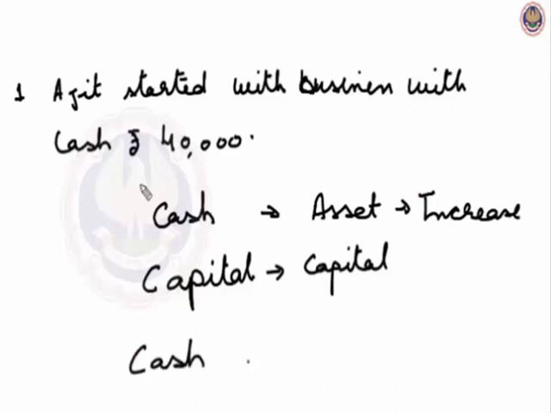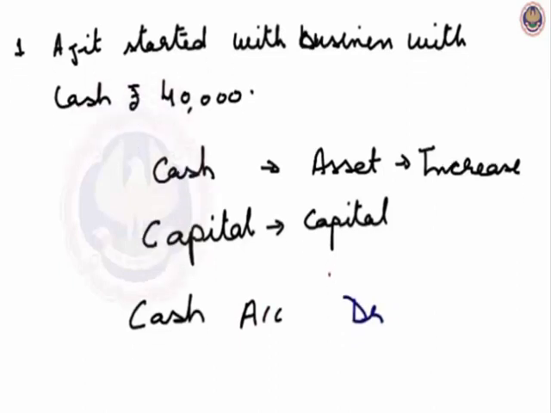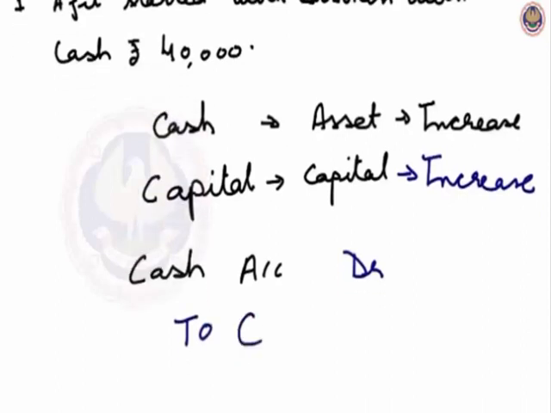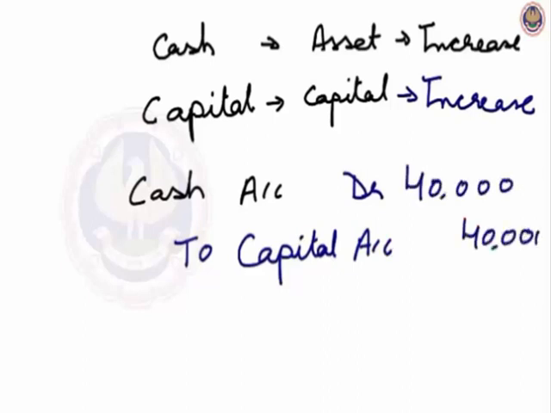So cash account debit. And when Ajit invested a certain amount in the business, it is capital. So there is an increase in capital also. Whenever capital increases, it is credited. So cash account debit to capital account. How much is the amount? 40,000.